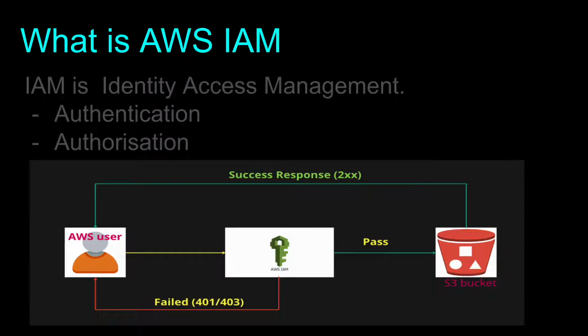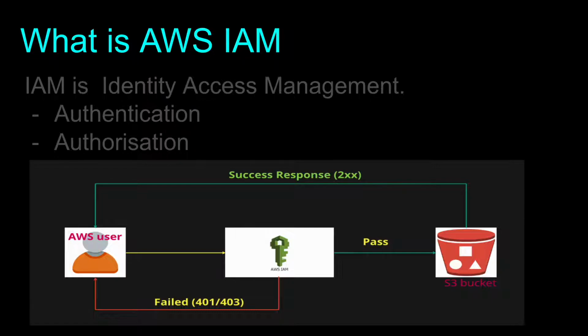What's AWS IAM? IAM stands for Identity Access Management. This is all about authentication and authorization. Whenever you request to access any AWS resources, the request goes through the IAM service. First, it checks that the request is initiated by an AWS user, which is called authentication. If the authentication is a success, then it evaluates whether the requesting user has permission to do the action on the resource. That is called authorization. In this case, the action could be uploading an object to S3 and the resource is the S3 bucket.